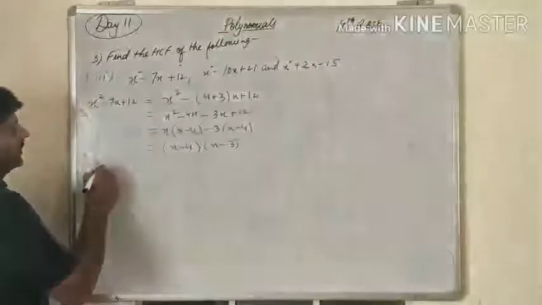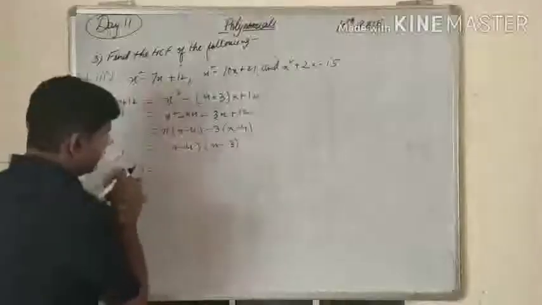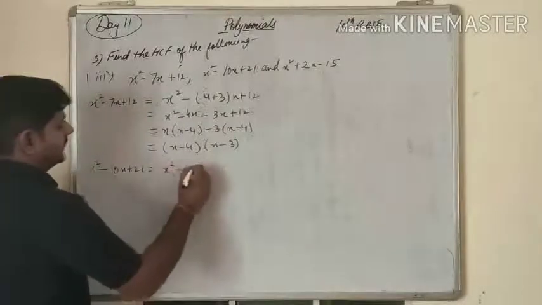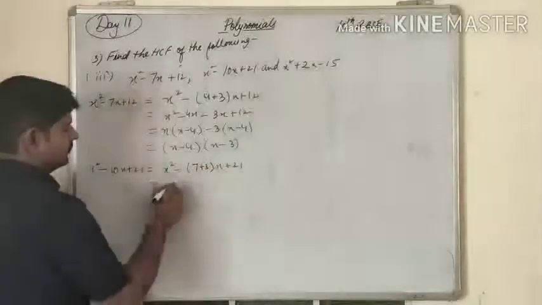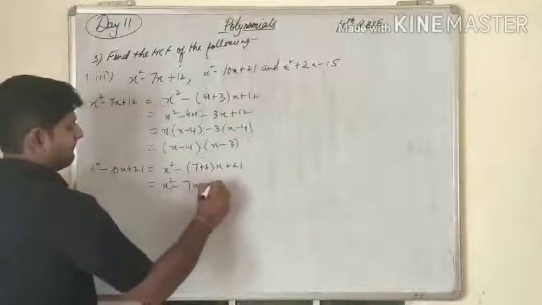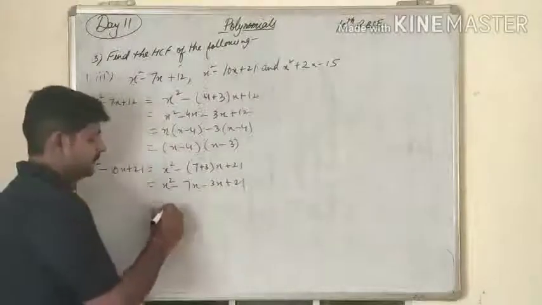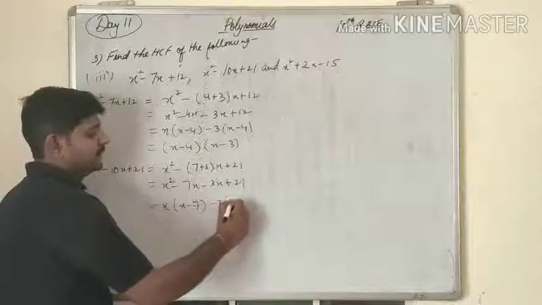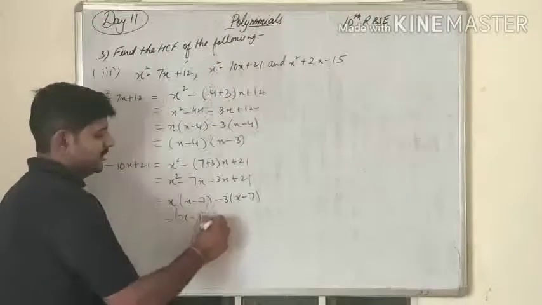Similarly, x square minus 10x plus 21. For 21, it means 7 threes are. So in the place of 10, I will write 7 plus 3. Like this. Now we can take x common, so x minus 7. And if we take minus 3, then x minus 7 is left. So I got x minus 7 and x minus 3.